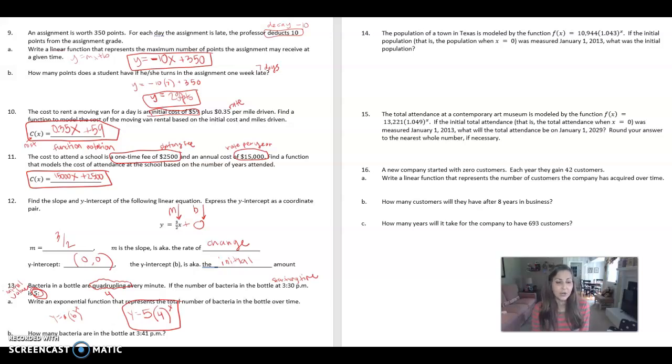Now, how many bacteria are in the bottle at 3:41? Well, hold up. 3:41 minus 3:30. That is the number of minutes that we're actually looking at. So how many minutes are between 3:41 and 3:30? Well, that would be 11 total minutes. So this is what we're going to plug in for our x. We're going to plug 11 in. So it'll be y equals 5 times 4 to the 11th power.